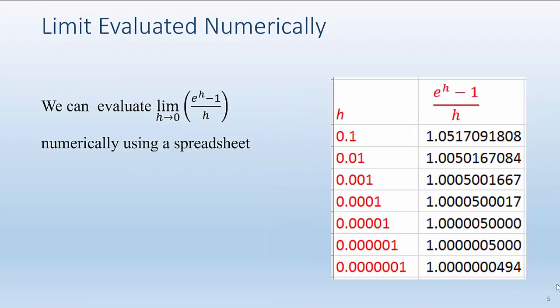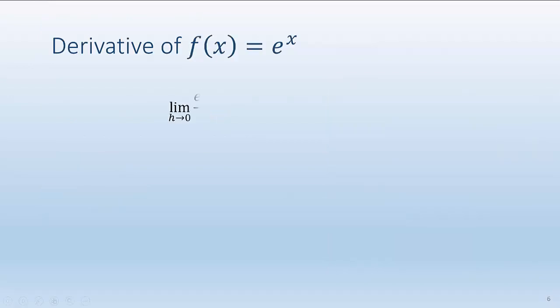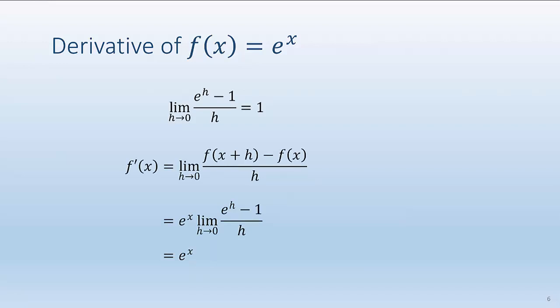We can also work this out numerically by using a spreadsheet. Here we have a column for various values of h that are approaching 0, and we work out in the right hand column what e to the h minus 1 divided by h is equal to for those values. And you can see as we go down that list that we are approaching the value of 1. So our limit here, we conclude, is equal to 1. So we'll use the fact that that limit is equal to 1, and so our derivative then ends up being e to the x times 1, which is of course just e to the x.